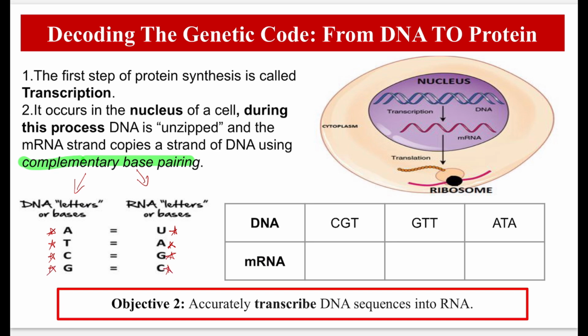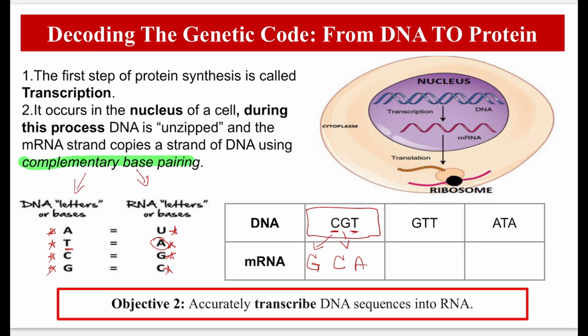Let's transcribe the first codon, CGT, from DNA into RNA using the base pair rules. The first letter, C, will pair with G. The second base, G, will pair with C. Finally, the third letter, T, will pair with A.